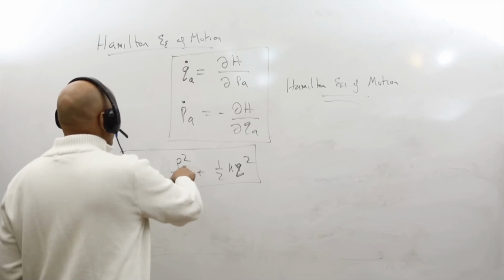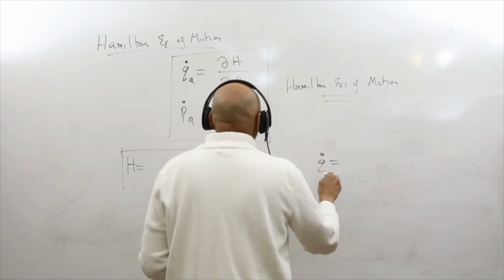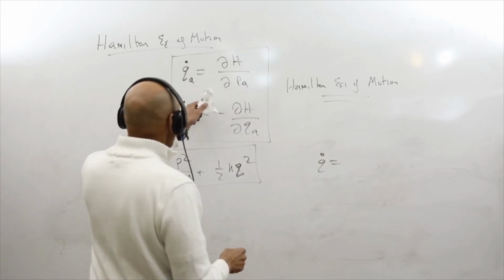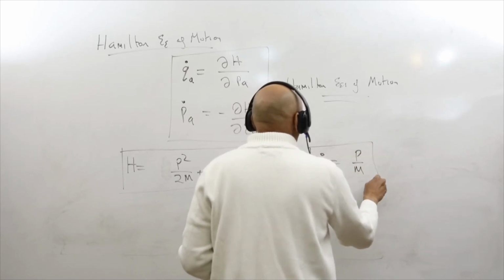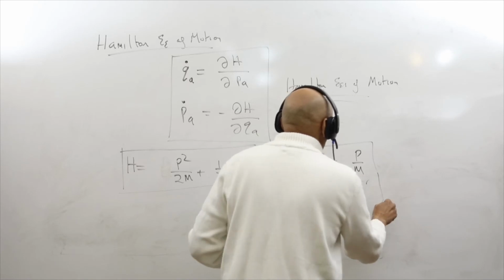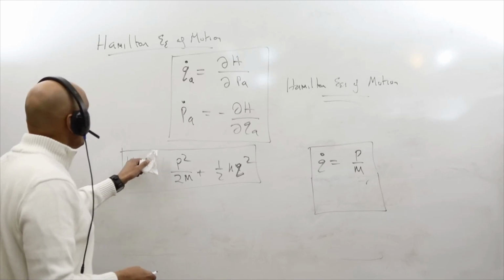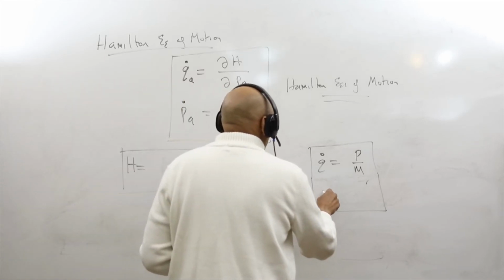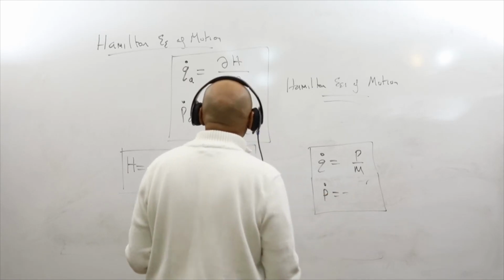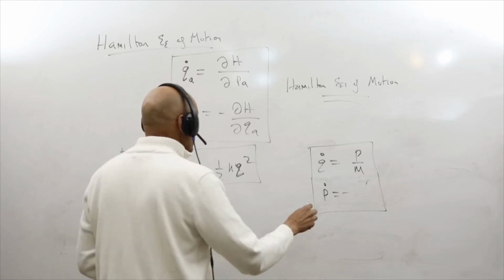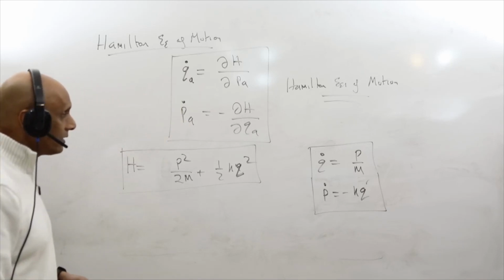There's only one conjugate variable, so we just have to solve for one. So this is really q dot is equal to the partial of H with respect to p, which in this case happens to be p over m. So the first equation is this. The second equation says that p dot is equal to the minus of the partial of H with respect to q. In this case, it happens to be kq. So together, these are the two equations of motion.